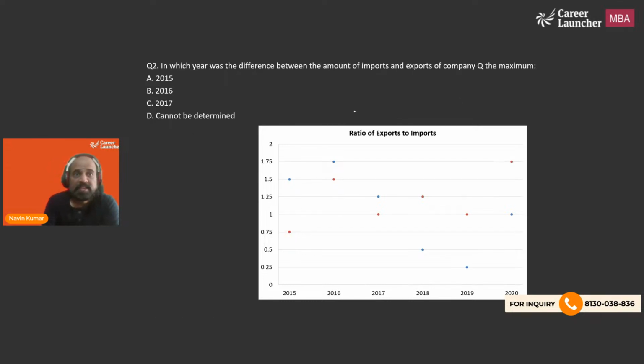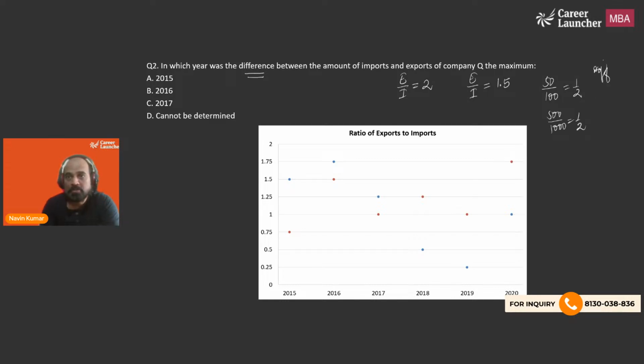Okay. In which year was the difference between the amount of imports and exports of company Q the maximum? Okay. We are asked about the actual magnitude. Okay. So if I say that ratio of export and import is, let's say, if I pick this as 2 and export upon import is, let's say, 1.5. So we know the ratio, right? We do not know the actual difference. For example, 50 out of 100 is also 1 by 2, while 500 out of 1000 is also 1 by 2.